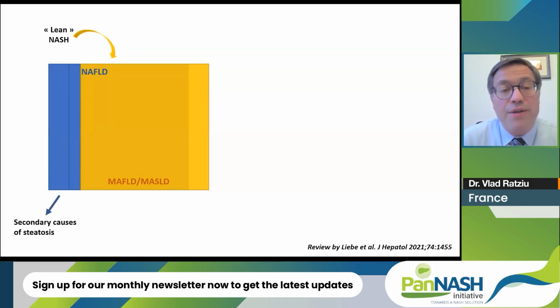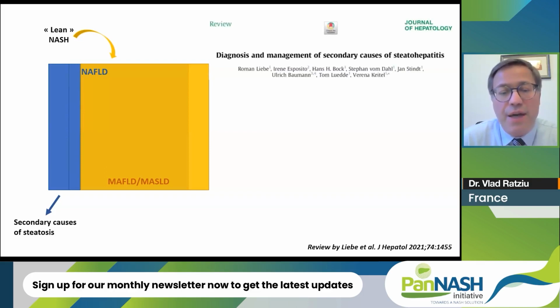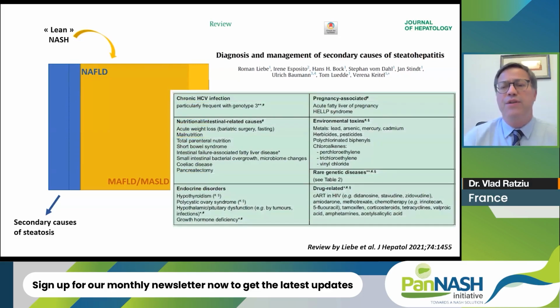Now, there are some causes of steatosis that cannot be labeled as either NAFLD or MASLD, and those are the secondary causes of steatosis. There's a very good review of the secondary causes of steatohepatitis that has been published in the Journal of Hepatology, and I refer you to this publication in order to know all of these secondary causes that need to be looked for before establishing the diagnosis as being MASLD.